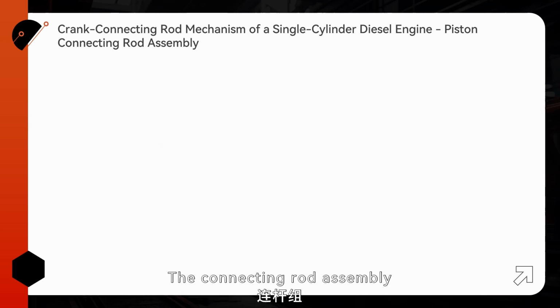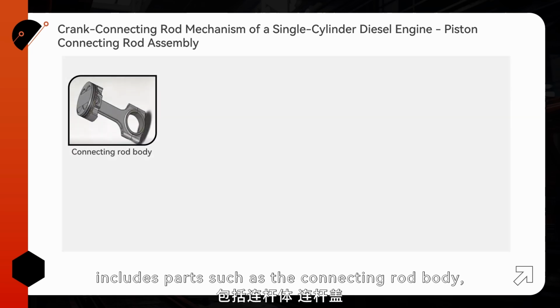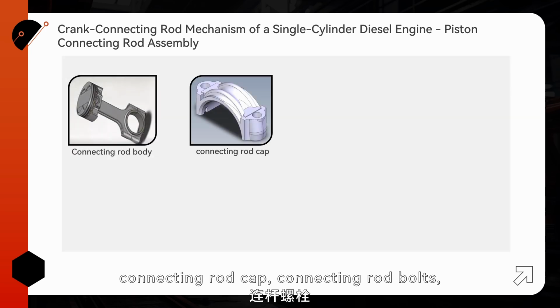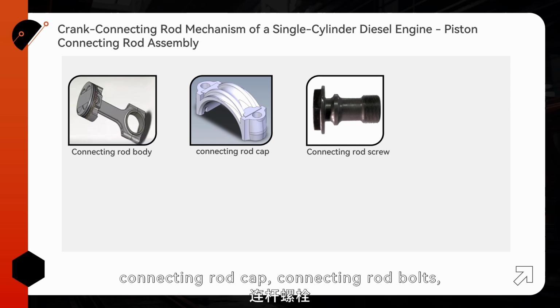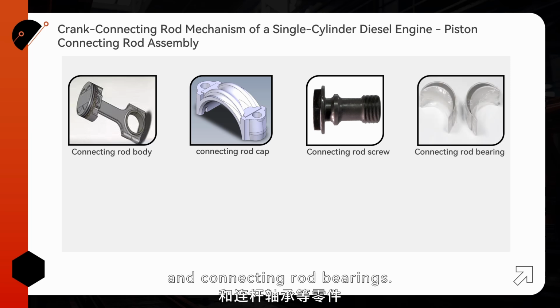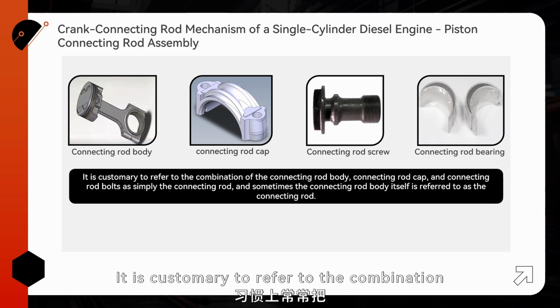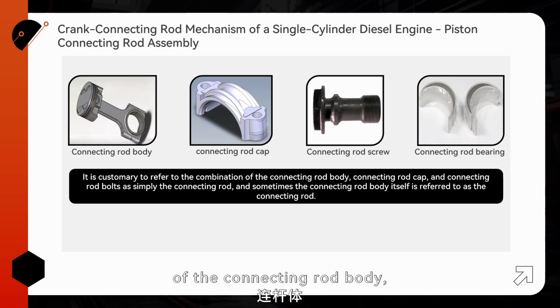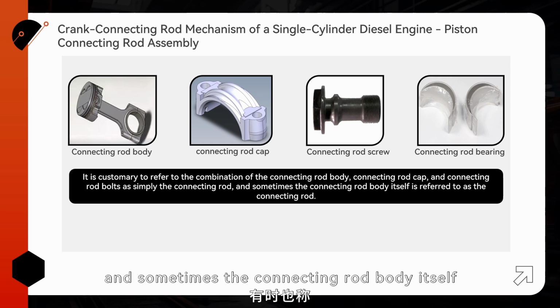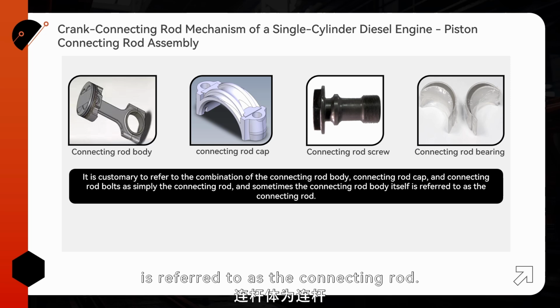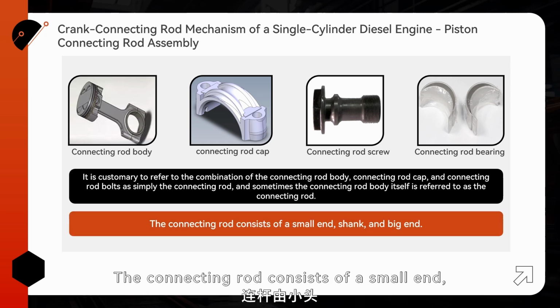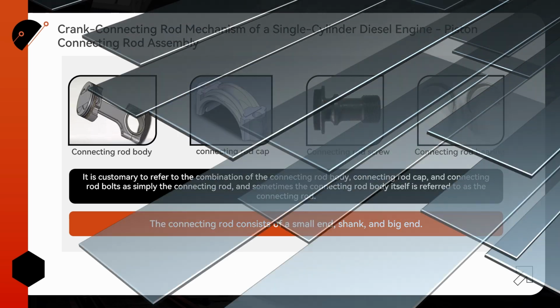The connecting rod assembly includes parts such as the connecting rod body, connecting rod cap, connecting rod bolts, and connecting rod bearings. It is customary to refer to the combination of the connecting rod body, connecting rod cap, and connecting rod bolts as simply the connecting rod, and sometimes the connecting rod body itself is referred to as the connecting rod. The connecting rod consists of a small end, shank, and big end.